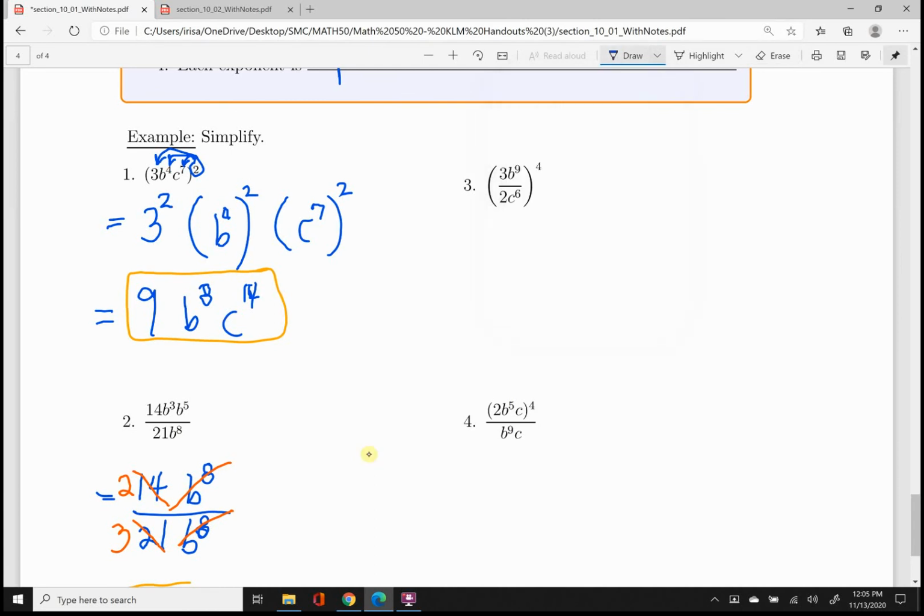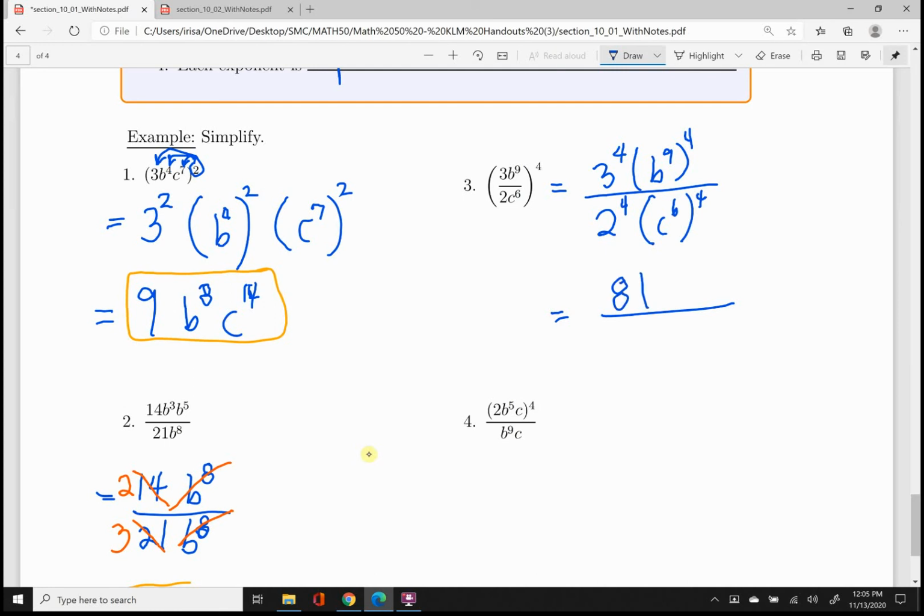So here we go. The 3 gets a 4th exponent, the b to the 9th power gets a 4th exponent, I'll put that in some parentheses, the 2 gets a 4th exponent, and the c to the 6th power gets a 4th exponent. So anytime you have an exponential expression raised to a further power, we're going to multiply the exponents, and then for the numerical parts, we will just come up with their values. So 3 to the 4th power is 3 times 3 times 3 times 3, which is another way of saying 9 times 9, which is 81.